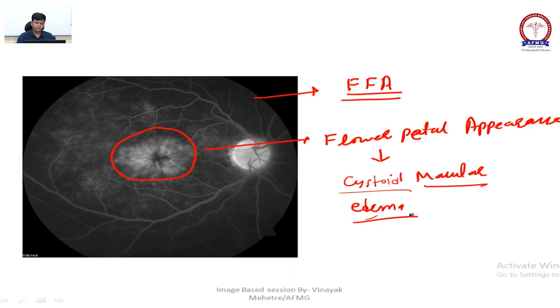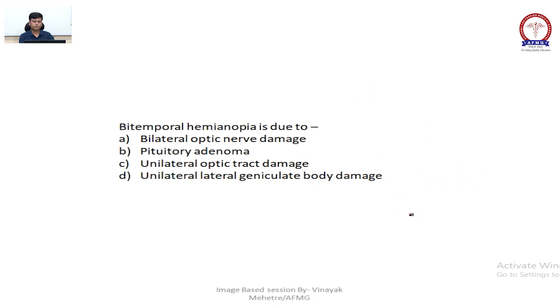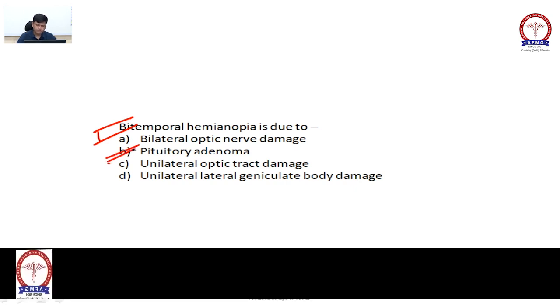Flower petal appearance. It is seen in cystoid macular edema. Now, can anybody tell the answer to this question? Recent question coming again and again. Bitemporal hemianopia is seen in pituitary adenoma due to compression of the optic chiasma.